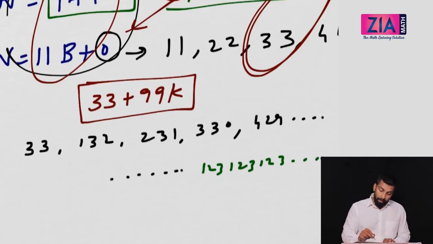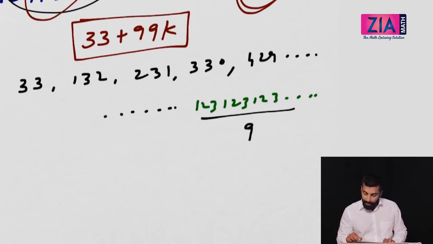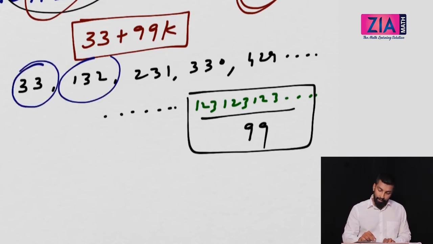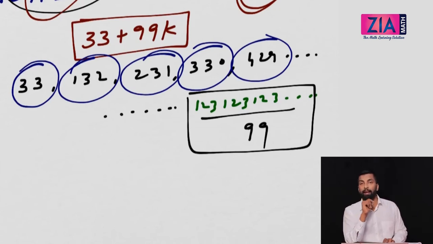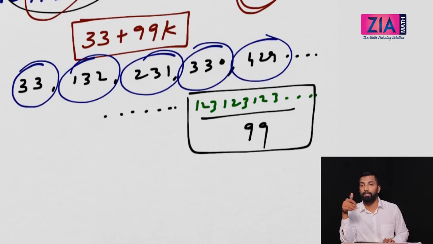Okay. Now, if you need to find the remainder when this number is divided by 99, this will be the same as that of any number from the series, 33 or 132 or 231 or 330 or 429. Any number you take from the series, divide by 99, see the remainder. All the terms in this series will give you the same remainder. That's the constant remainder theorem.